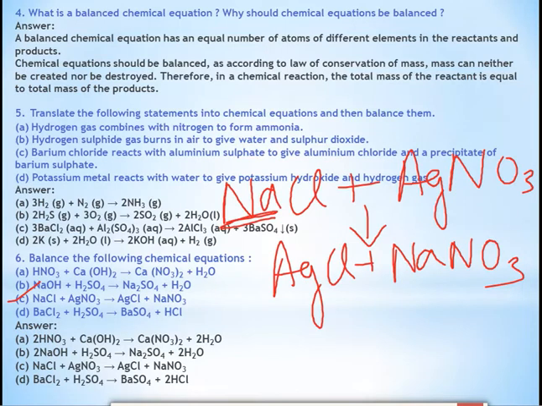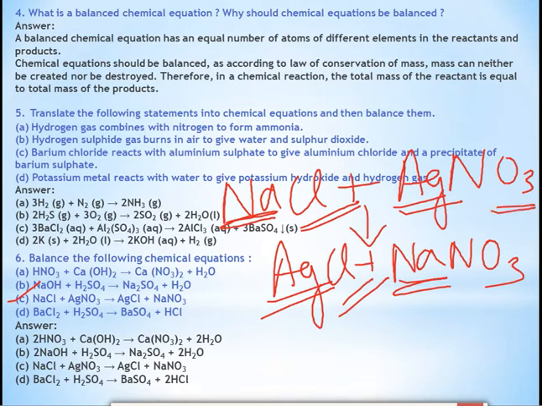1 sodium atom on the reactant side, 1 sodium atom on the product side. 1 silver atom on the reactant side, 1 silver atom on the product side. 1 chlorine atom on the reactant side, 1 chlorine atom on the product side. 3 oxygen atoms on the reactant side, 3 oxygen atoms on the product side, and 1 nitrogen atom on the reactant side, 1 nitrogen atom on the product side. So this reaction is already balanced, so no need to balance this one.